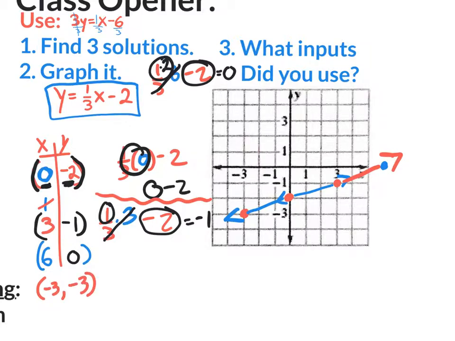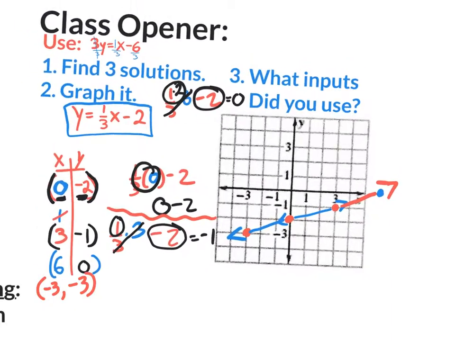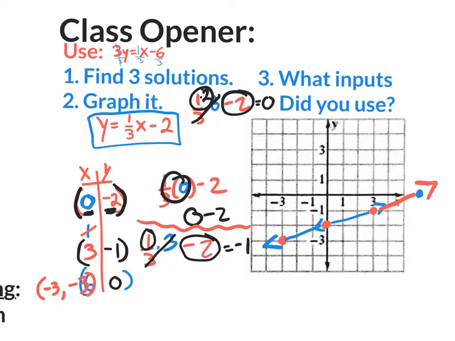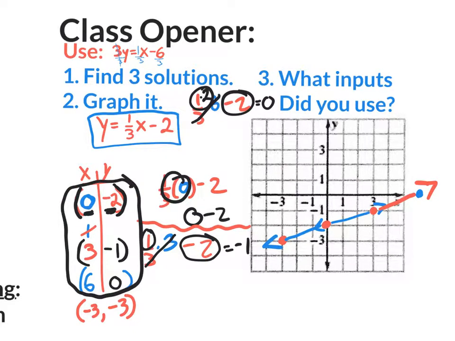Okay? So, all of this is a review from last week. We need to know, well, let's go back to the questions. Find 3 solutions. How many did we find here? We actually found 4, the -3, -3 with the pattern. But, yeah, if they say find 3 solutions, here are 3 solutions right here. 0, -2, 3, -1, 6, 0. How many solutions exist? Infinite. They go forever and ever and ever. Okay.